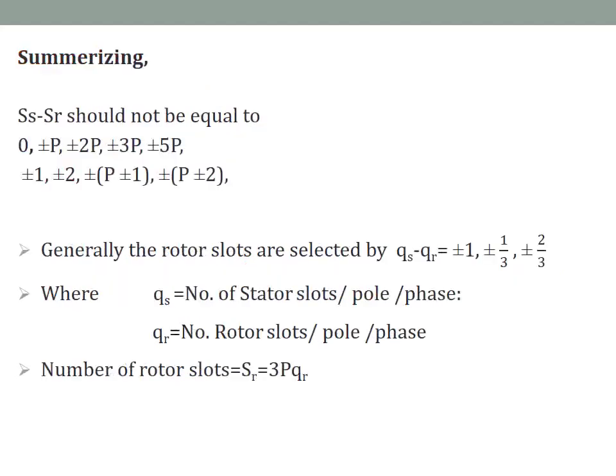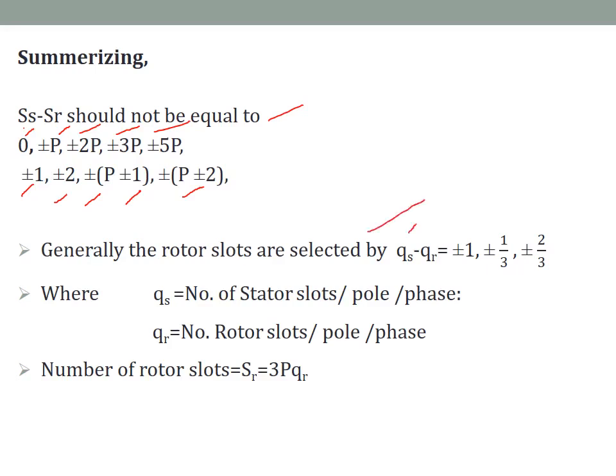Summarizing, SS minus SR should not be equal to 0, plus or minus P, plus or minus 2P, plus or minus 3P, plus or minus 5P, plus or minus 1, plus or minus 2, plus or minus (P plus or minus 1), plus or minus (P plus or minus 2). So this combination should not be used. Generally, rotor slots are selected by using this equation.